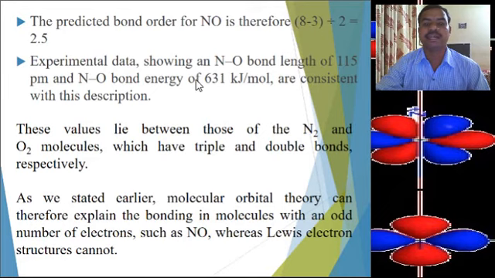Experimental data showing an NO bond length of 115 picometers and an NO bond energy of 631 kilojoules per mole are consistent with this description. These values lie between those of the N2 and O2 molecules, which have triple and double bonds respectively. As we stated earlier, molecular orbital theory can therefore explain the bonding in molecules with an odd number of electrons, such as NO, where Lewis electron structures cannot.